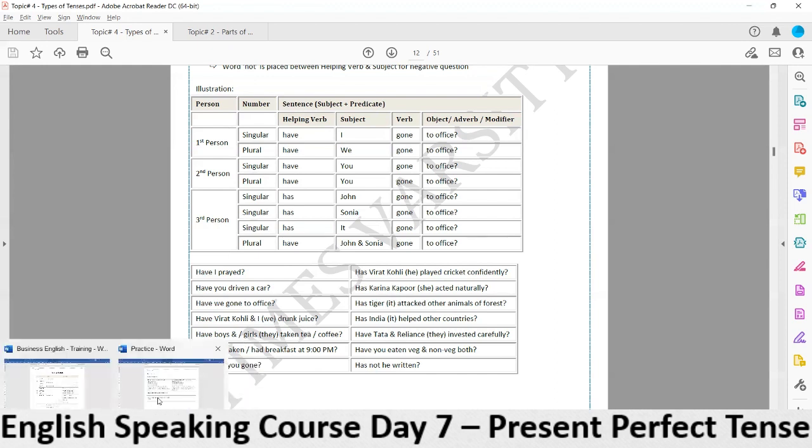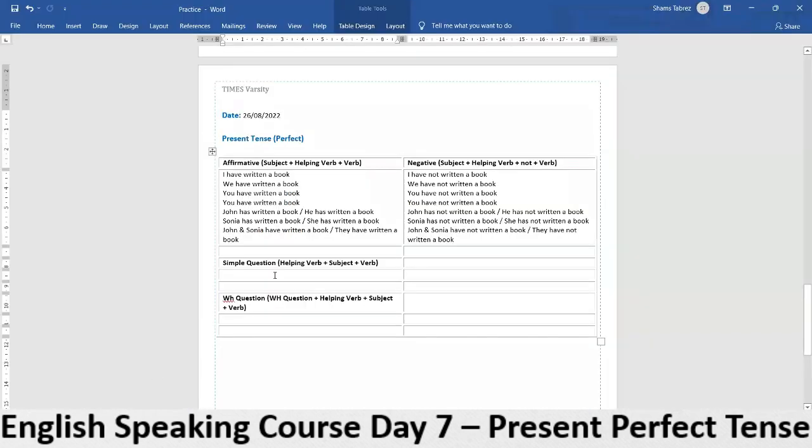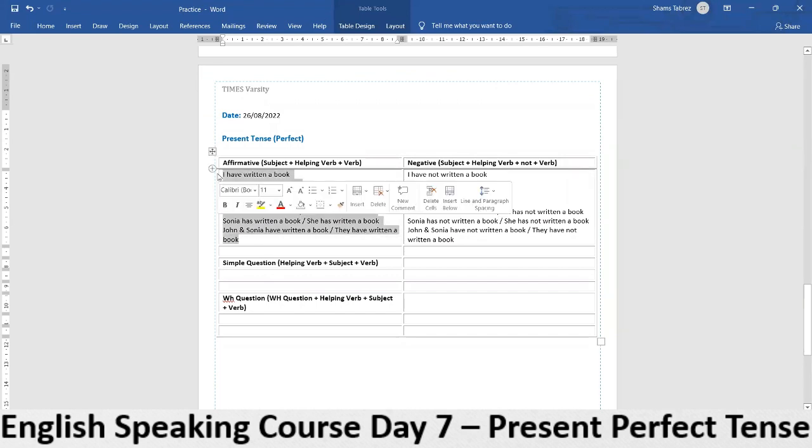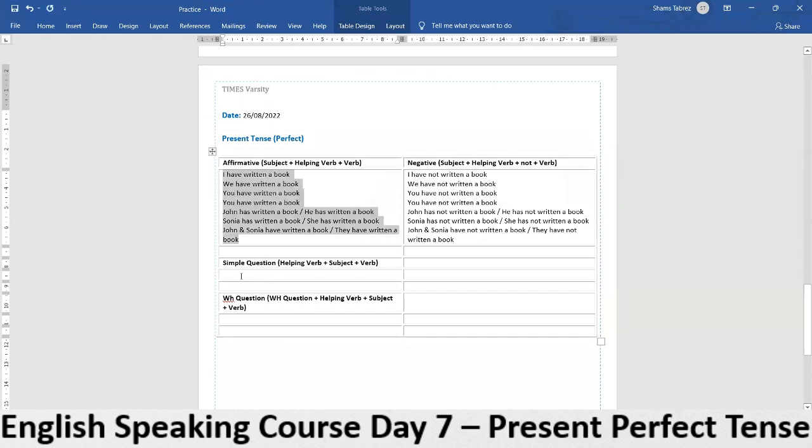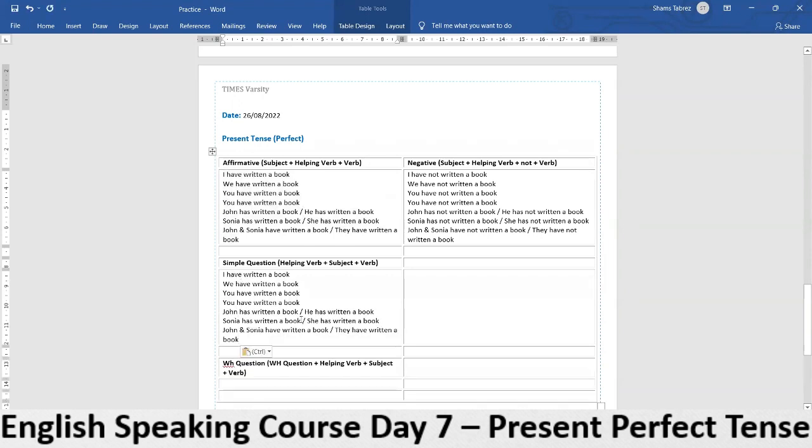Now let's do some practice. Okay, now how to make the sentence? Anyone? We are making a simple question here. So now what change do we need to make? Any volunteer to explain the simple question by using these examples?